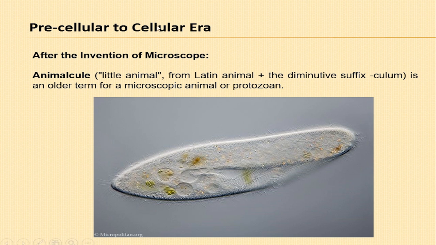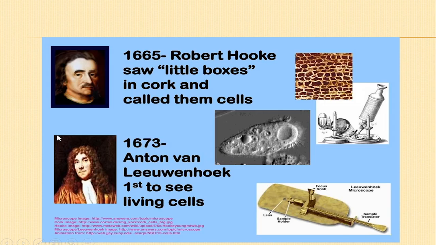Older terms for microscopic animals such as protozoans were termed animalcule, that is little animal, from the Latin word animal and the diminutive suffix culum. That's why the animalcules, that is microscopic animals, the first microscopic animals observed were bacteria.